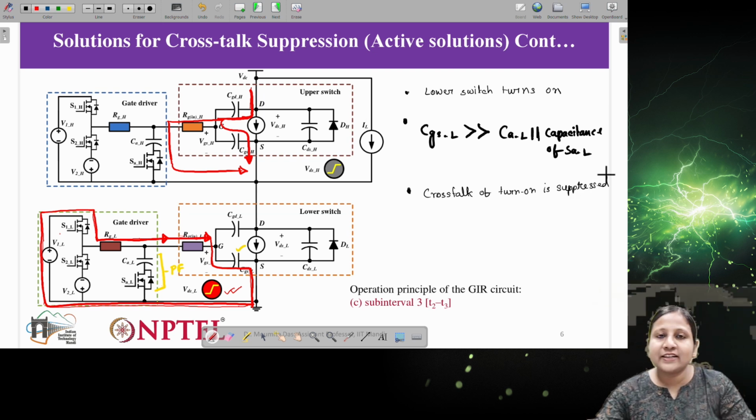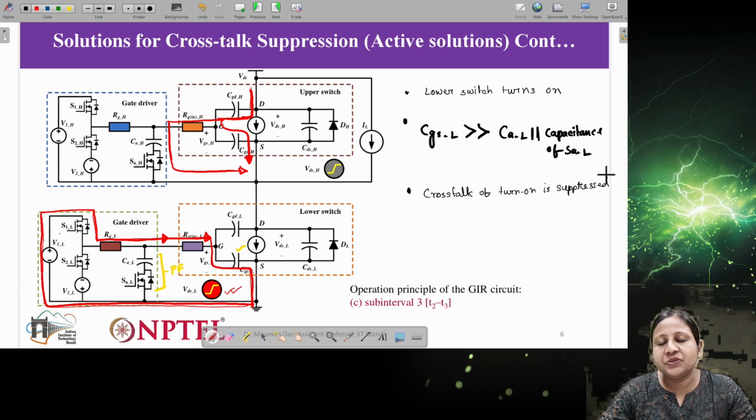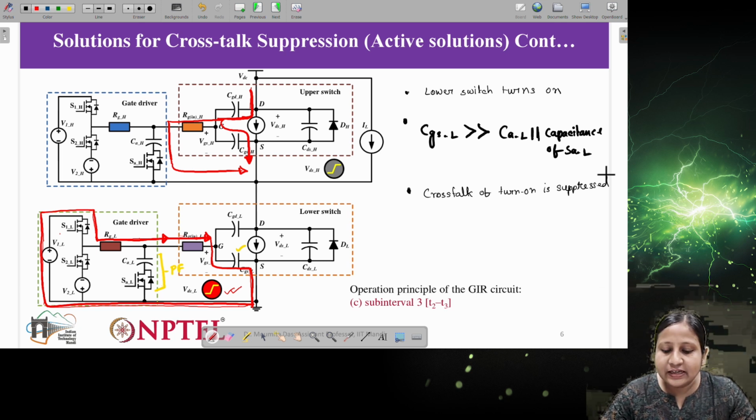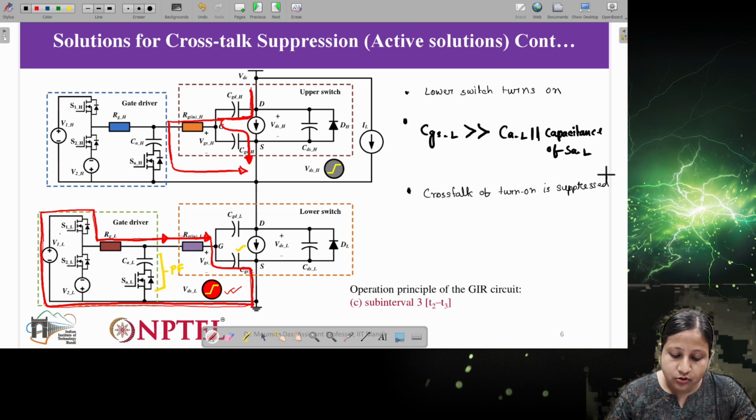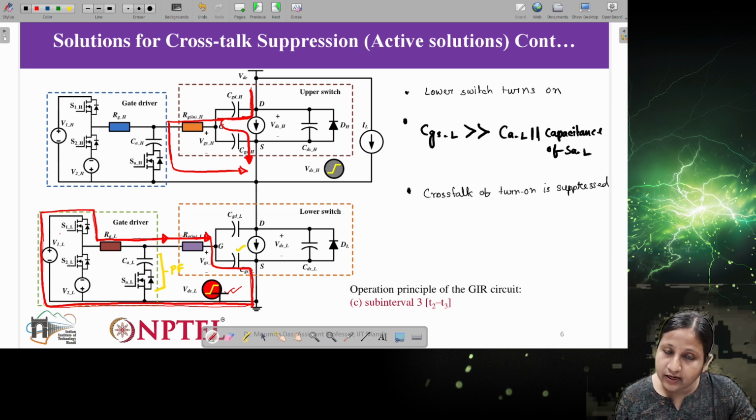So basically there are two problems that come during the turn on condition. First is that the upper switch can turn on if we don't have the protection. So here we are using the impedance kind of protection, but we are regulating the impedance. Another thing is that it can increase the turn on time.